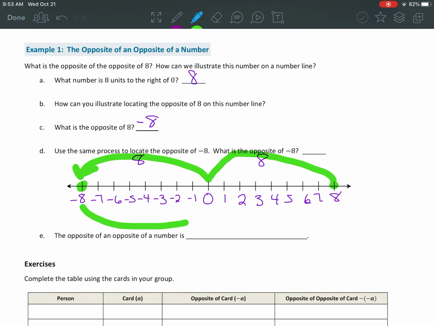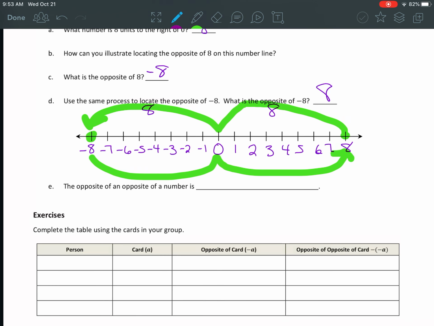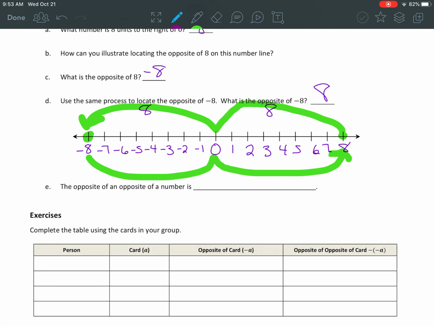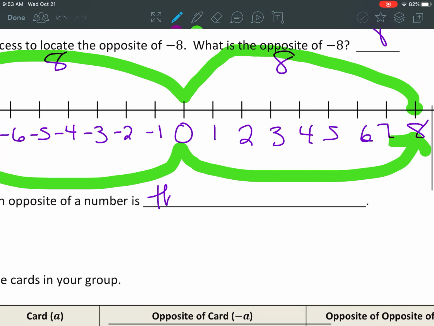We would jump to 0 because we just went 8 units away from 0 the other way. So what is the opposite of negative 8? 8. So the opposite of an opposite of a number is the original number.